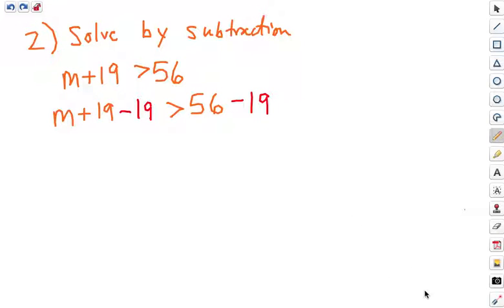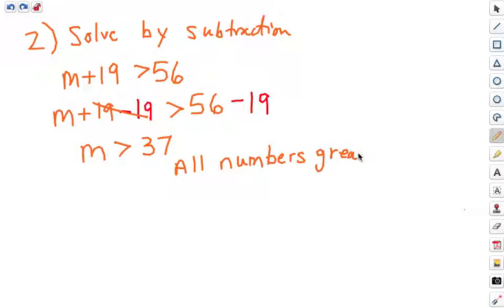The 19s on the left side will cancel out, and we are left with m is greater than 37. So we would write that as all numbers greater than 37.